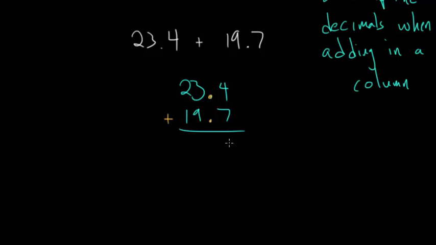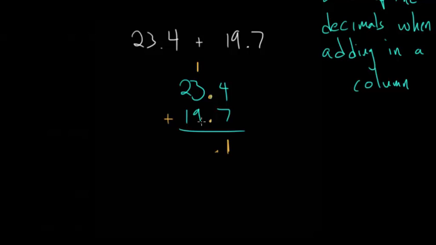So 4 and 7 make 11. So you put a 1 down here and carry up this extra 1, because it's really not 11 that you got. You really got 1.1 when you added those. So you put the 0.1 here, and then the 1 gets carried over to the ones place.